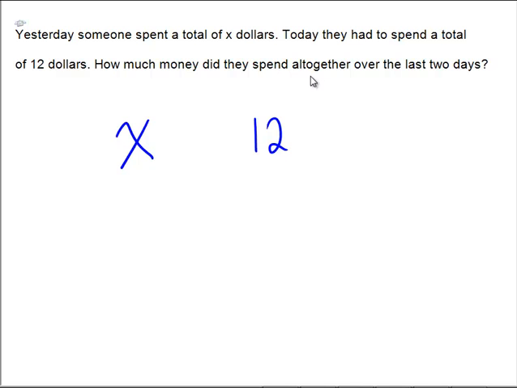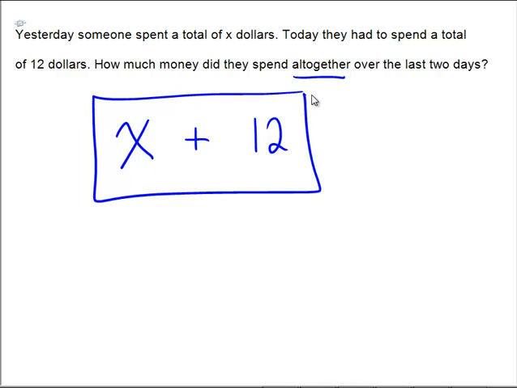Since we're looking for the altogether amount, we'll take those two quantities and add them together, and that's the final answer to this particular problem. There's an expression that would represent the amount of money spent altogether over the last 2 days.